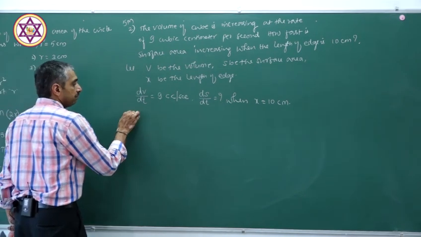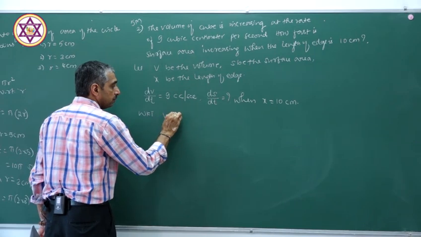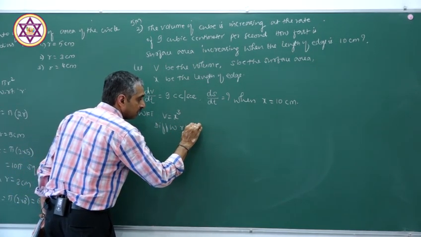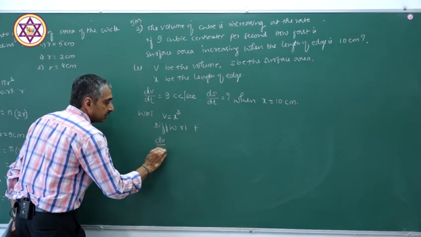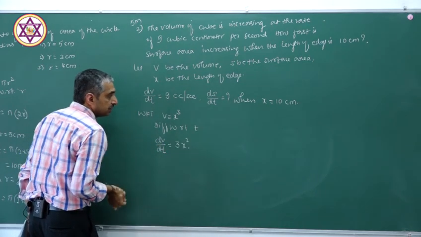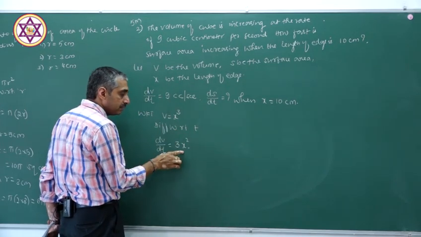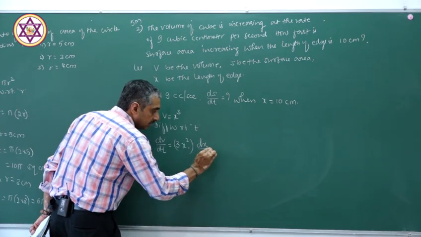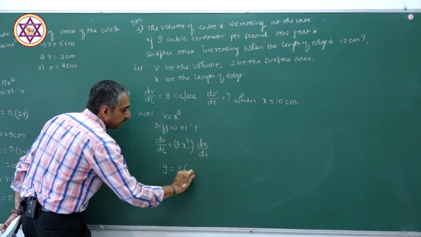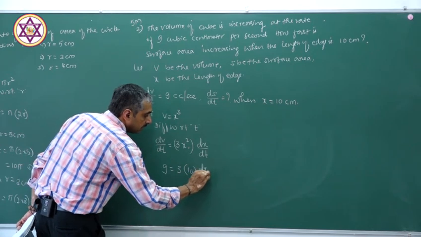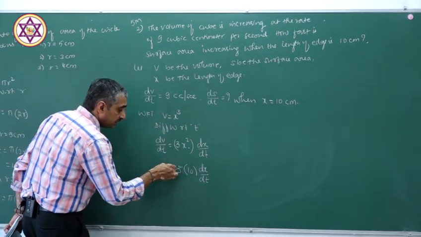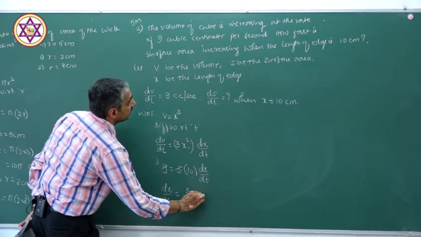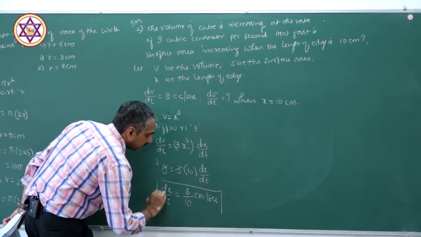What is the volume of the cube? We know that V is equal to x cube, length into breadth into thickness. Now differentiate this with respect to time t. If you differentiate x cube with respect to x you get 3x square, but here you are differentiating with respect to t, therefore it is 3x square into dx by dt. Here dV by dt is given as 9, so 9 equals 3 into 10 square into dx by dt. You get dx by dt equal to 3 by 10, in terms of centimeters per second.